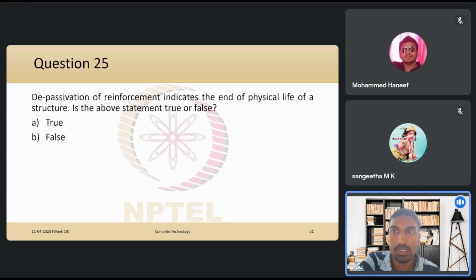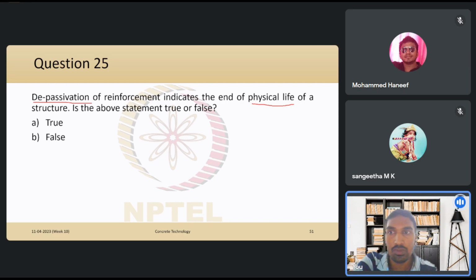So what is the statement saying? It is saying that the depassivation of the reinforcement indicates the end of physical life of a structure. Right. So we need to know the meaning of these two terms. One is what is depassivation, and the other is what we mean by the end of the physical life, right?